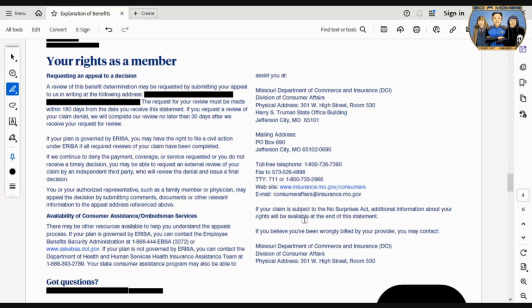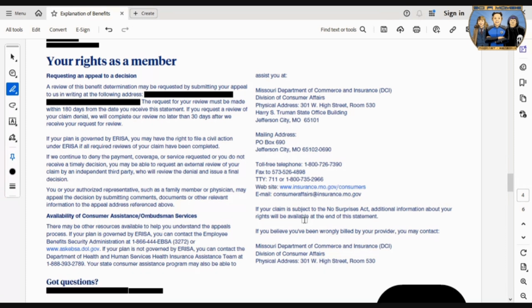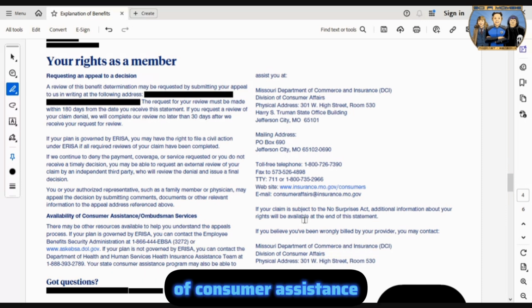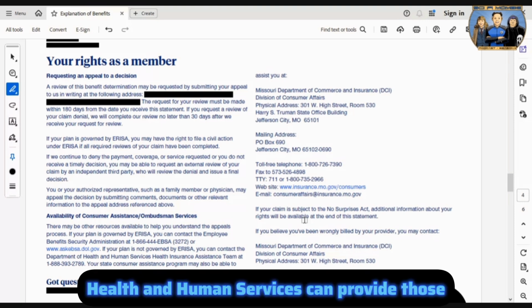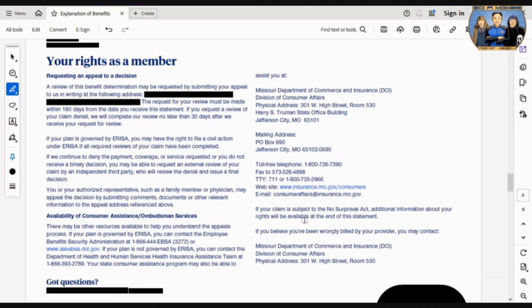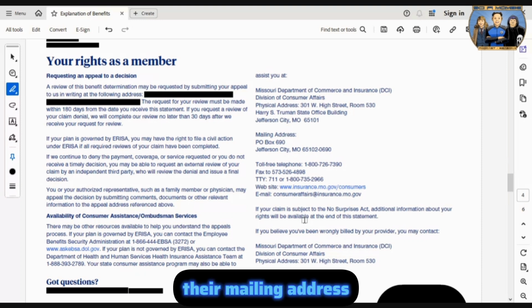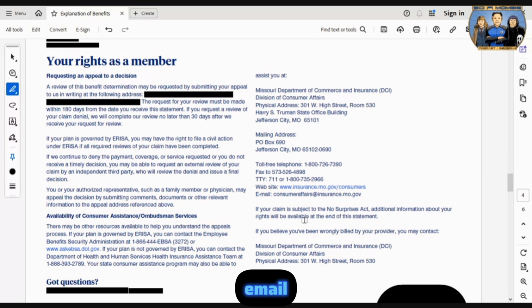It's going to tell you that only you and an authorized representative can talk to us. Then it's going to give you availability of consumer assistance and ombudsman services. Health and Human Services can provide those types of services to help you if you don't understand what's going on. Then it's going to give you your state's Department of Commerce, their mailing address, phone numbers, how to get a hold of them, their website, email.